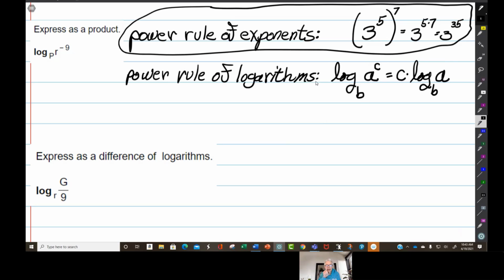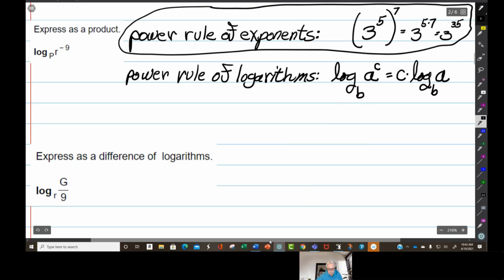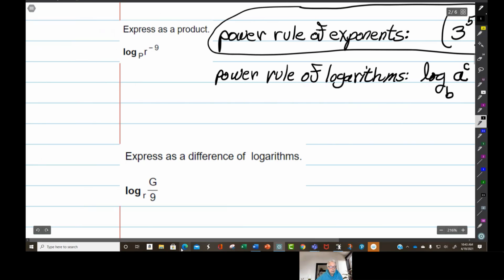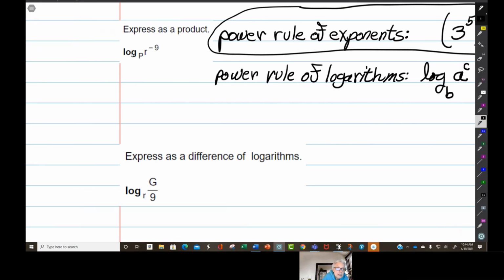It would be great if we had Legos. We could actually do that. Or little letters, and we could move the C down in front. This is what we're going to do here. We've got log base P of R, okay? And the argument R is, well, here, let me write this out better.